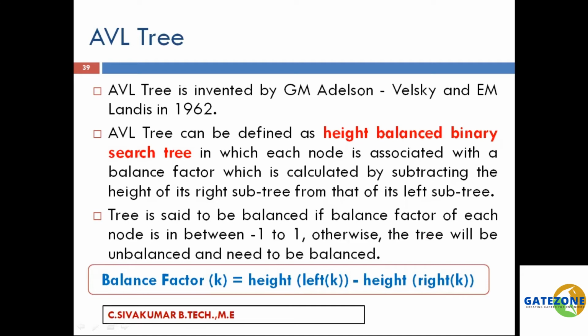The balance factor can be calculated as height of the left subtree minus height of the right subtree. When we subtract the height of the right subtree from the height of the left subtree, the answer should be either -1, 0 or 1. So if it is like that, the tree is referred as, sorry.